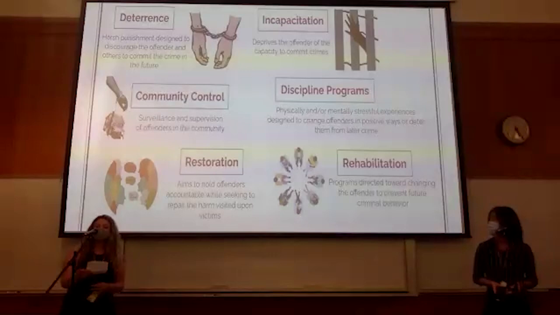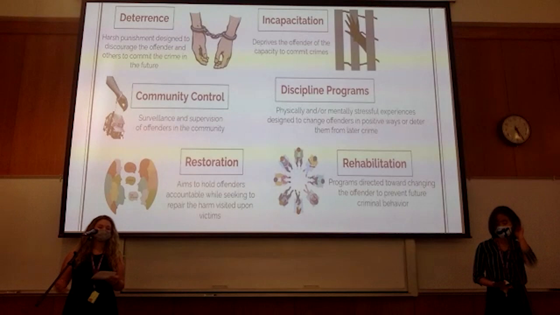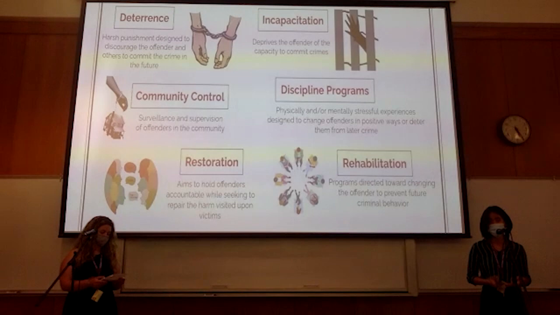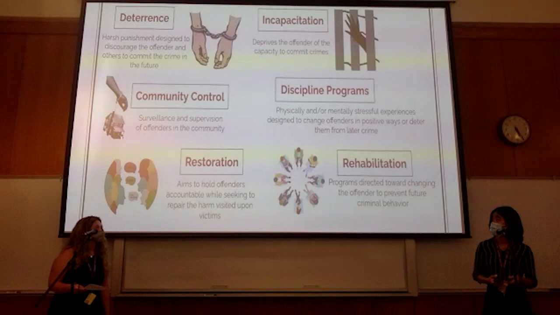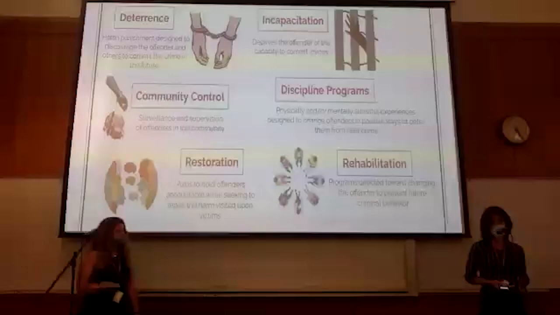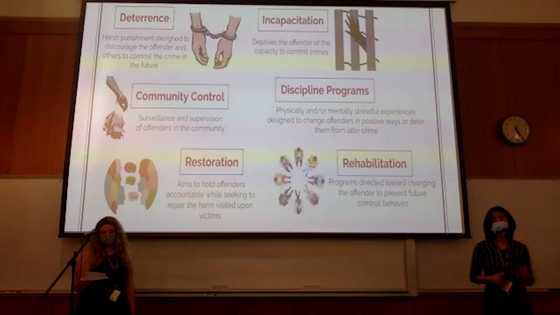The next would be discipline programs. These are very popular for juvenile offenders. These are physically or mentally challenging experiences that change offenders in a positive manner. An example of this would be a correctional boot camp. Next, we have restoration, or so-called restorative justice, which is a definitely newer and less mainstream approach. It's more victim-driven, aiming to hold offenders accountable while seeking to repair the harm visited upon the victim. So this might be in the form of, say, a written or a verbal apology, some sort of unpaid work for the family, or just any forms of reconciliation, whether through a community panel or a family conference.